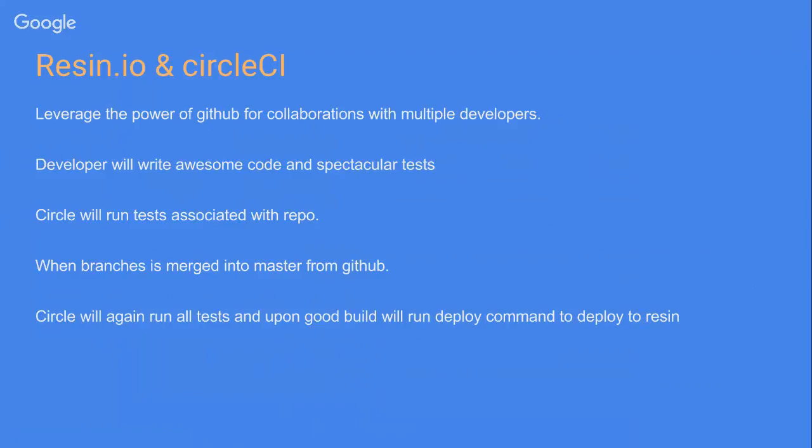So yeah, like I just said, setting it up like this will leverage the power of GitHub for collaboration among multiple developers. Developers will write some awesome code and some spectacular tests. Circle will run those tests. When the tests pass, code gets reviewed, everyone likes it, it gets merged into master. Circle will run your tests again, and then deploy it off to Resin.